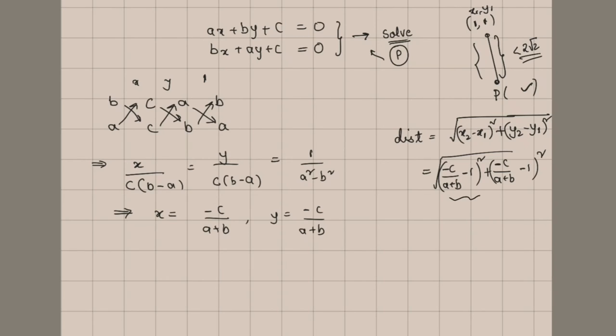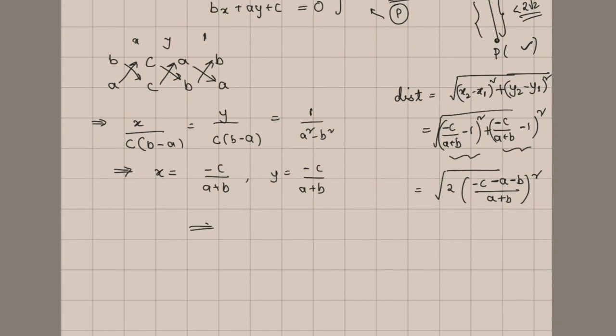These two terms are equal, which gives root over 2 into (minus c, a plus b taken to the numerator, which gives minus c minus a minus b by a plus b) whole square. But given that the distance is less than 2 root 2.